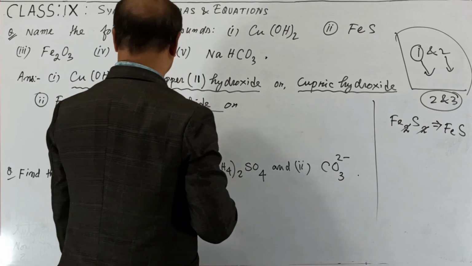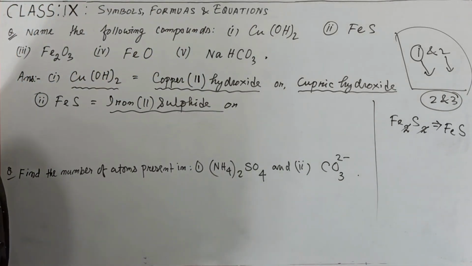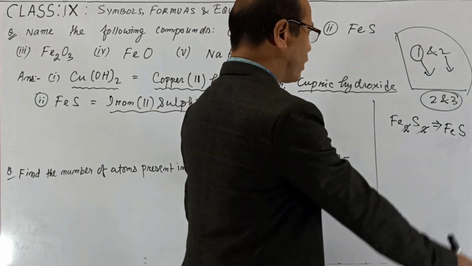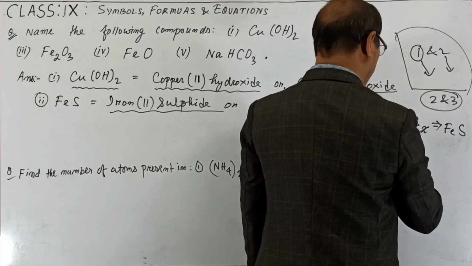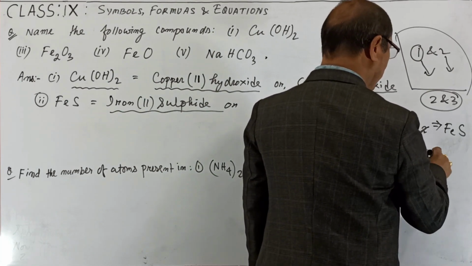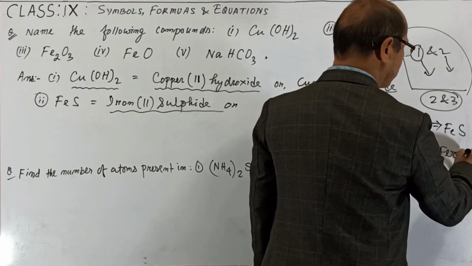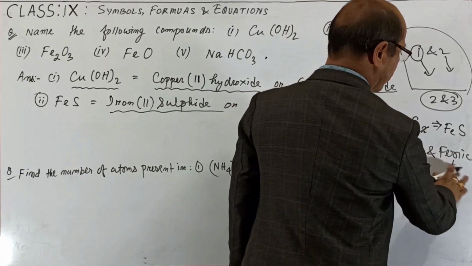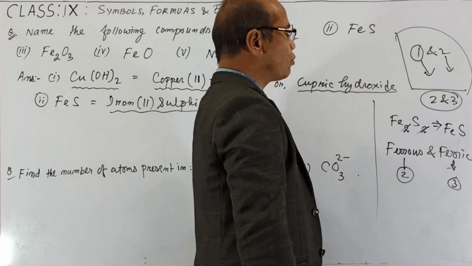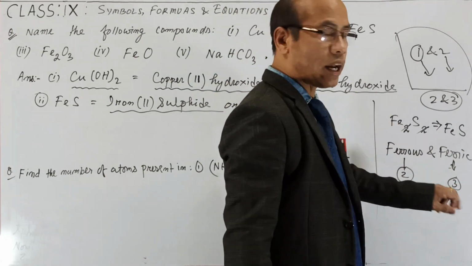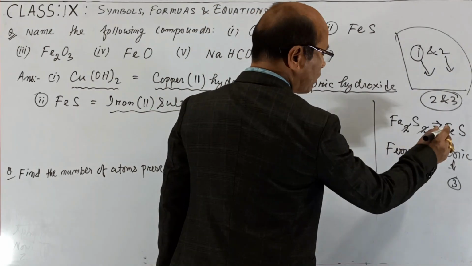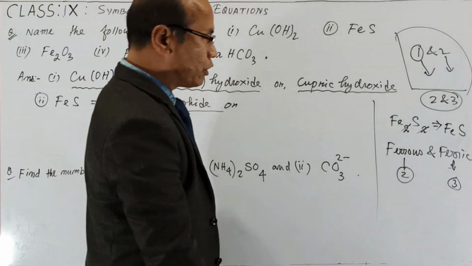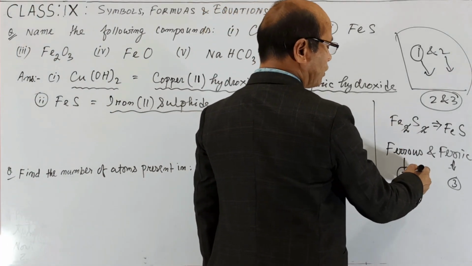Another name of this compound: iron is the English name. In Latin, this element has a name called ferrum. From the word ferrum, we can make two names, ferrous and ferric. Ferrous for valency 2 and ferric for valency 3. The name which ends with RIC should always be for higher valency. The name which ends with OUS should be for lower valency. So here, the valency of iron, as we know, is 2.